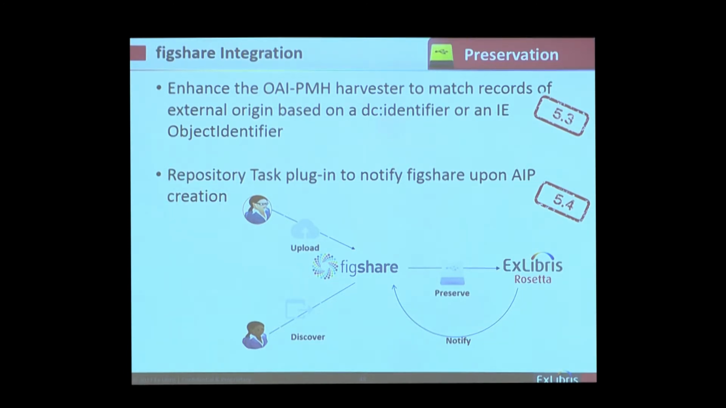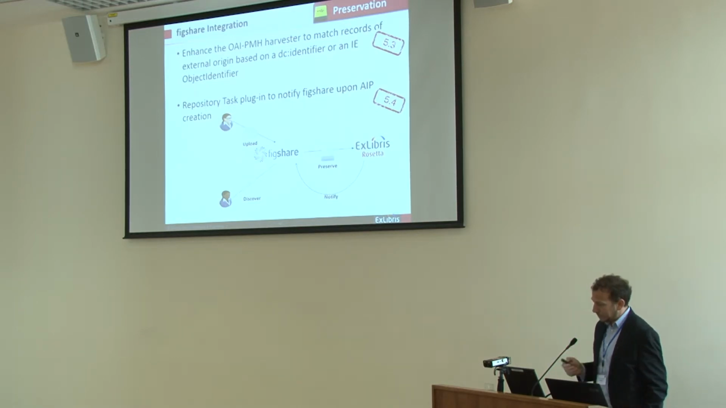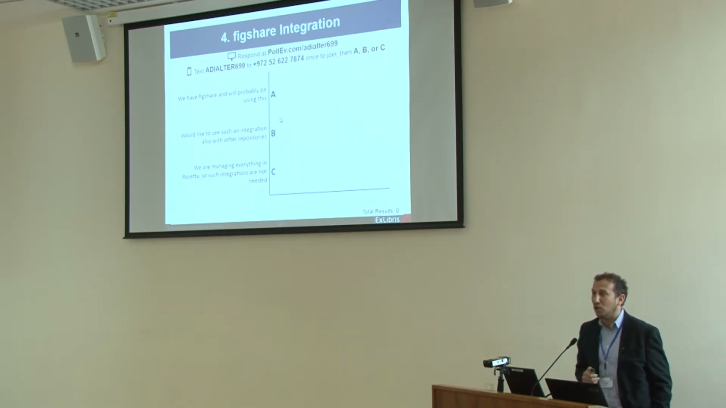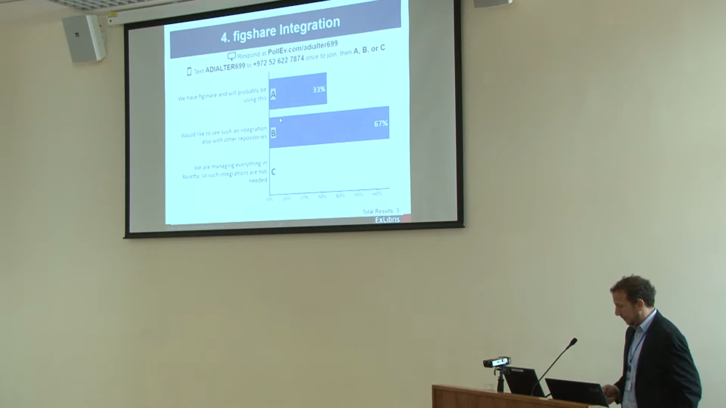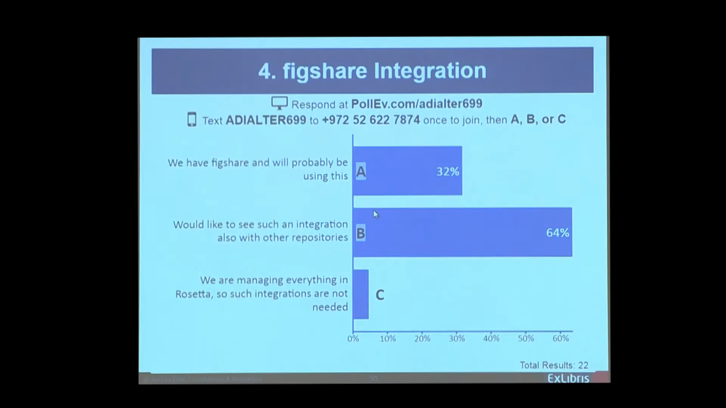Figshare has just now provided us an API. We'll be able to call back Figshare and notify it immediately when content is preserved in Rosetta. This will be available later on. So here we have Figshare, which we'll probably be using. We would like to see such an integration also with other repositories, and we are managing everything in Rosetta, so such integrations are not needed. Okay, so it's interesting to know what other integrations we'd like to see.